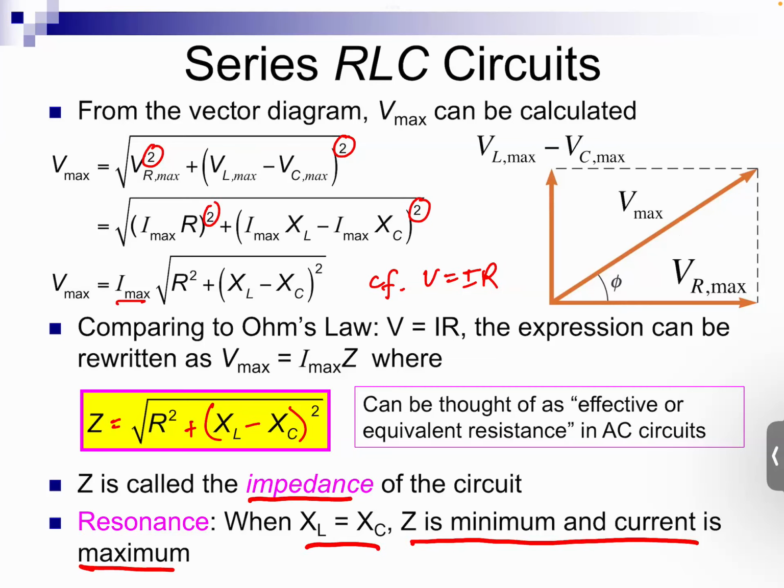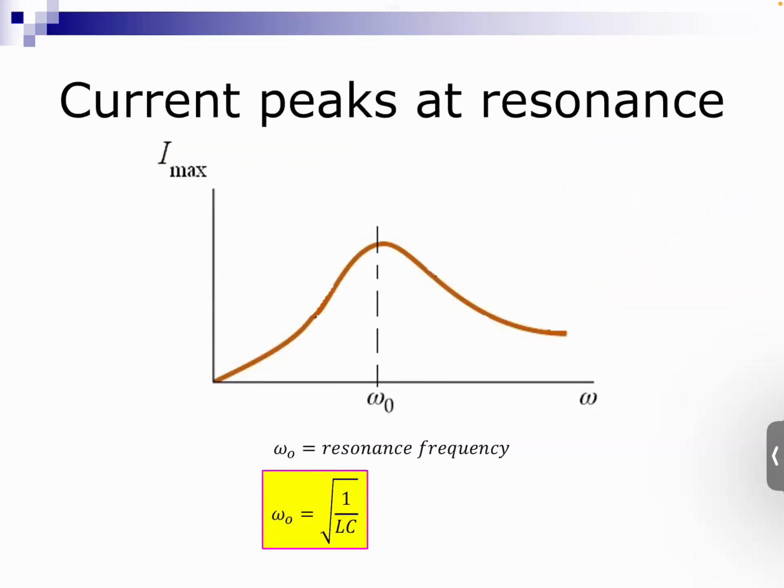All right. And in that condition, when the impedance is minimum, where XL is equal to XC, XL is equal to omega L, XC is equal to 1 over omega C. We can combine omegas together. Hence, you have omega squared is equal to 1 over LC, right? And that allows us to find the frequency for which the current will be maximum in your circuit. And that frequency is what we call the resonance frequency.